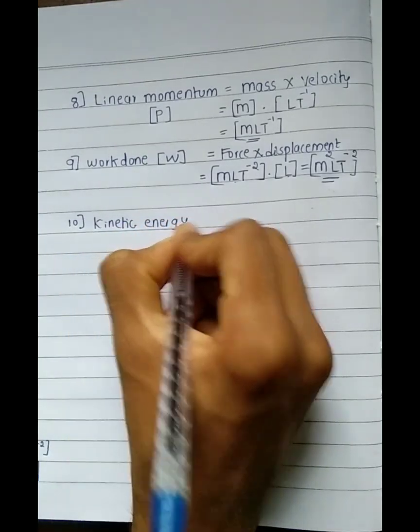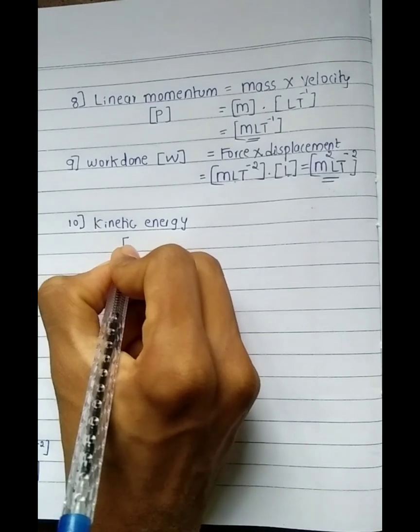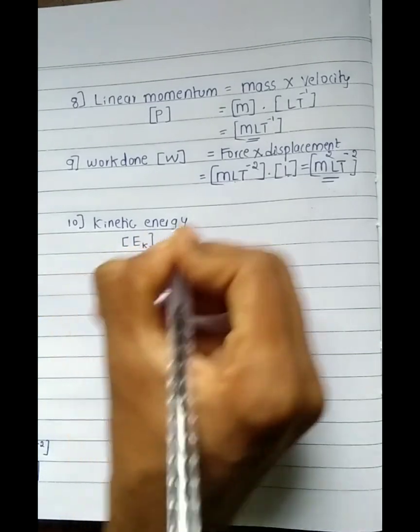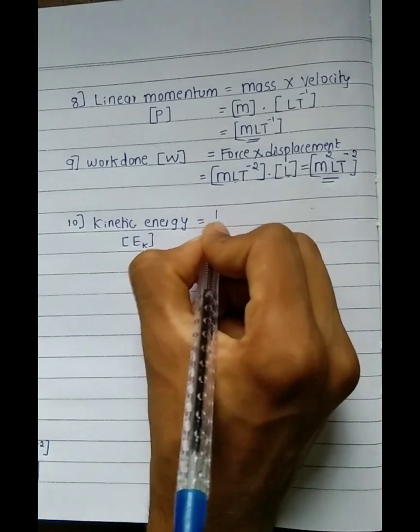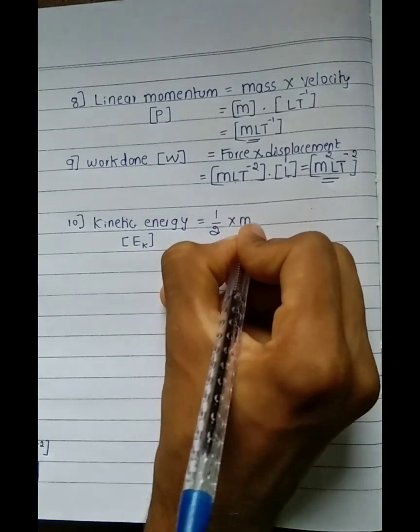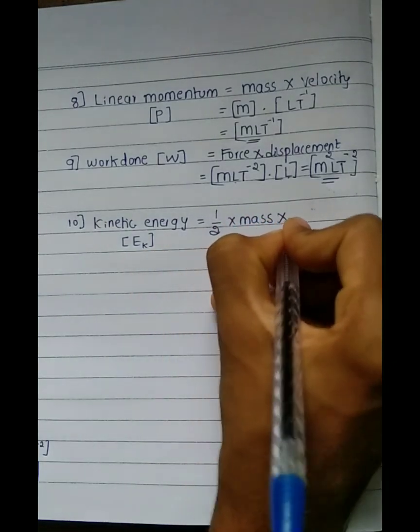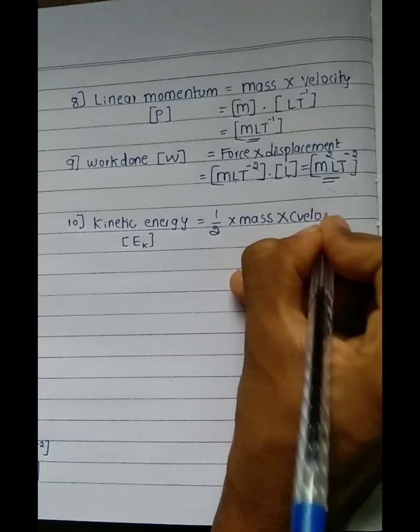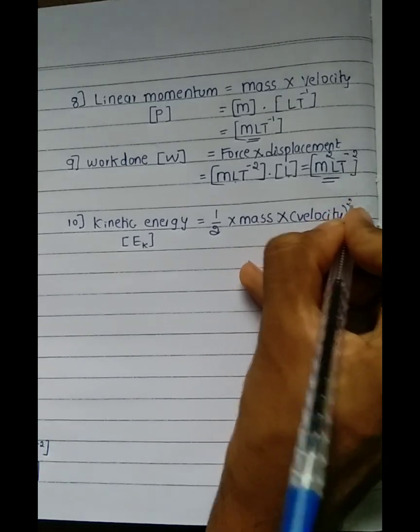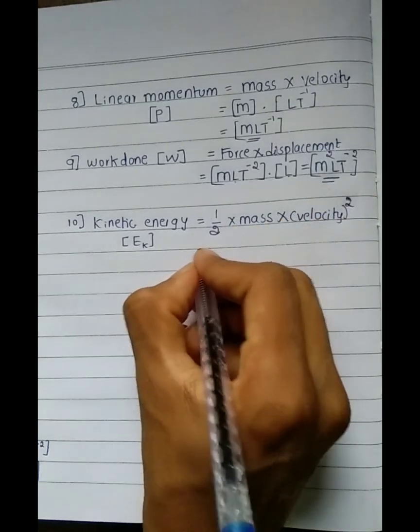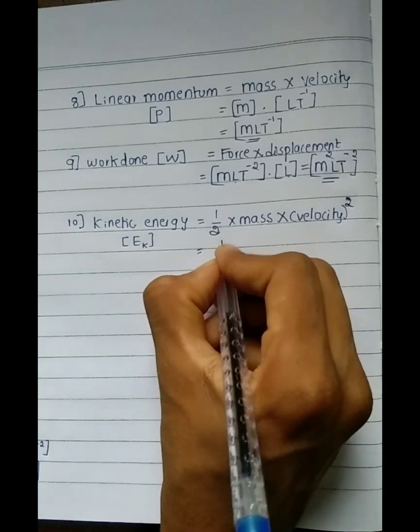And last one, kinetic energy. Kinetic energy, represented as E or EK, is half into mass into velocity square. Don't take any letter in digit form.